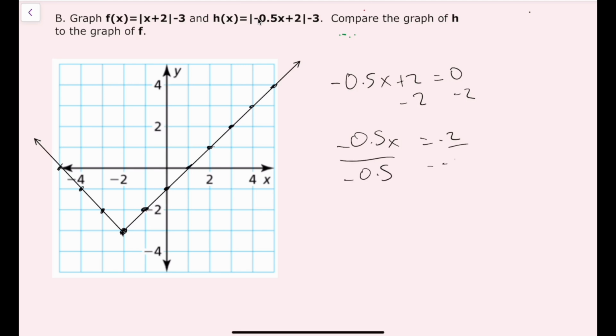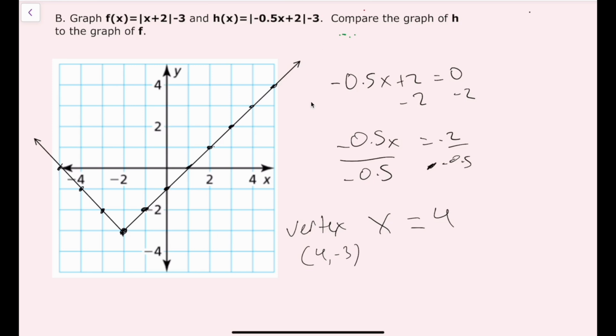So if I divide negative 0.5, sorry about that, and then I just get x here. And remember, dividing by negative 0.5, well, the negatives are going to cancel. And then dividing by 1/2 is the same thing as multiplying by 2. So 2 times 2 is 4. So the vertex x value is 4. And then when I plug that in, this whole thing's going to end up 0. My y vertex is still going to be negative 3. So my vertex is going to be 4, comma, negative 3.